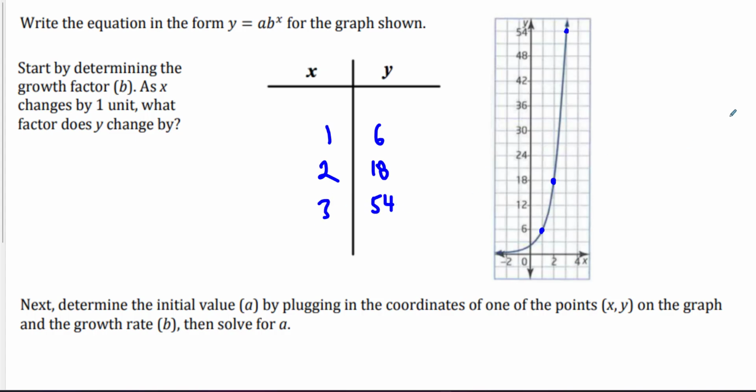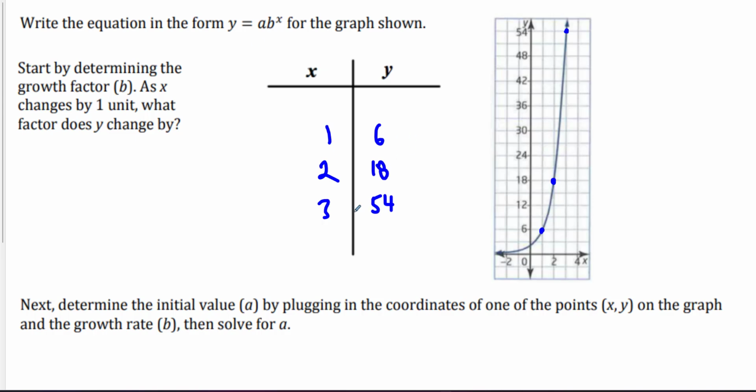Now, normally on a test or a quiz, you will be given a graph that is very easy to find the points. Either the points will be given or it'll be very, very easy. You'll be able to pick it out pretty straightforward. Like, oh, it's clearly on the corner at that point. So here we have 1, 6, 2, 18, 3, 54.